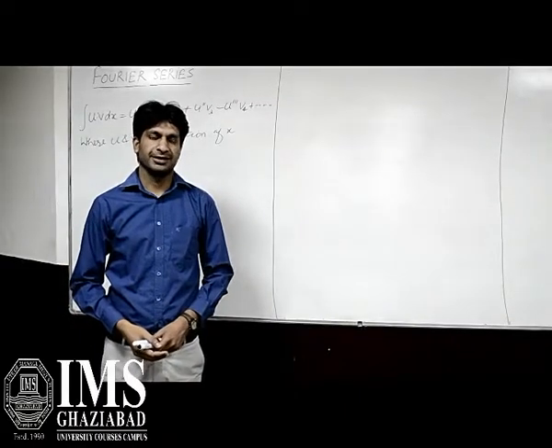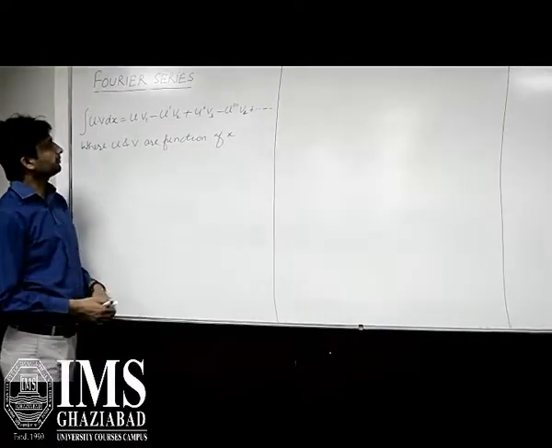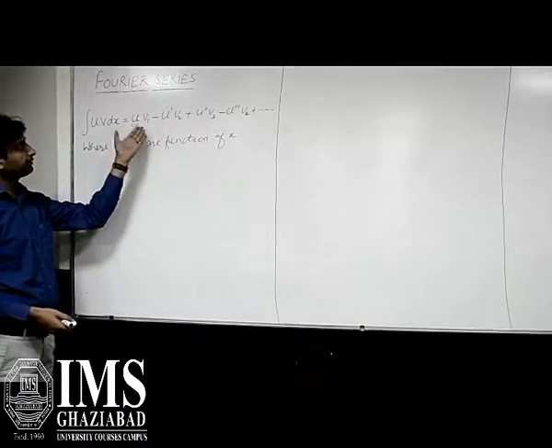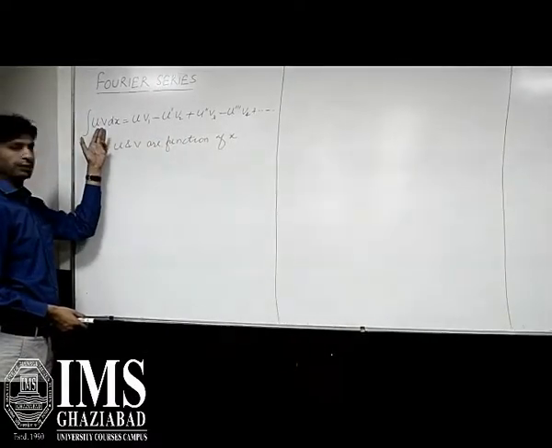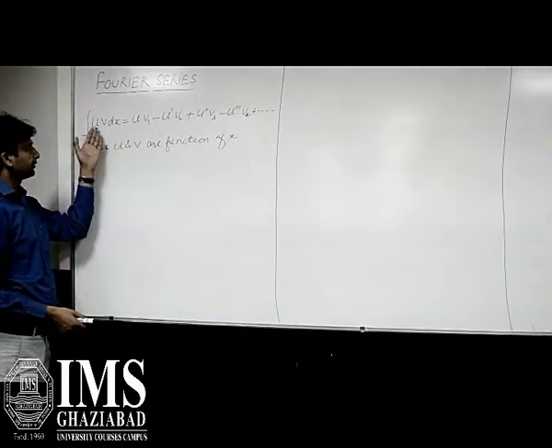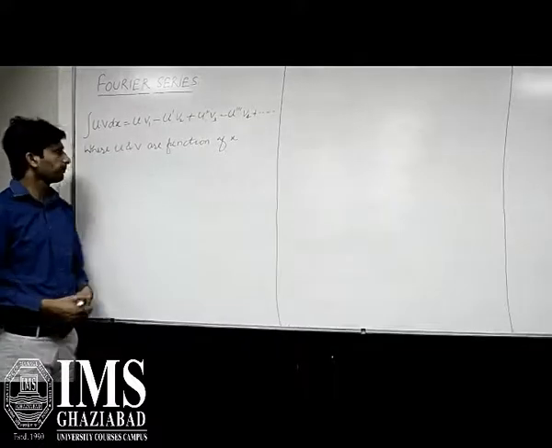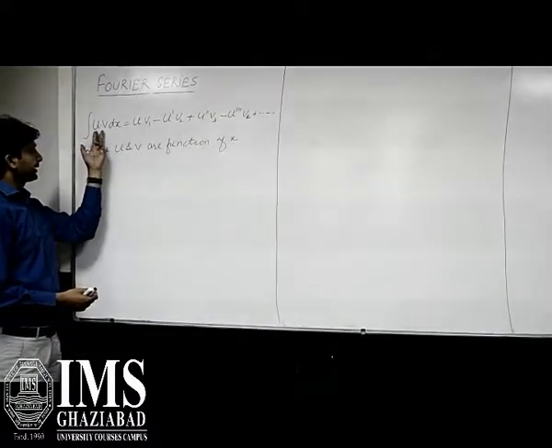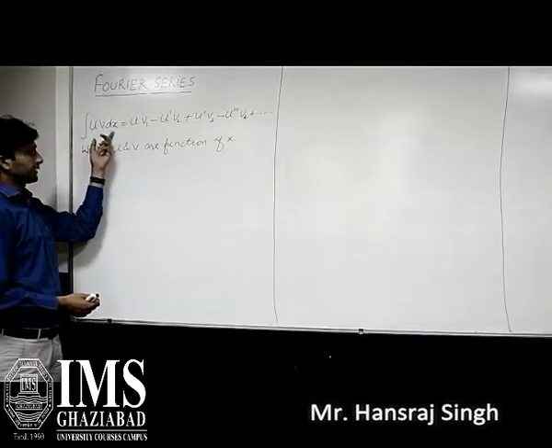Students, today we will discuss the Fourier series method. This is the basic formula we use in Fourier series, where u and v are both functions of x, and u is an algebraic function like x, x square, x cube, and so on. If we integrate their product, that is, integrate u dot v with respect to x.